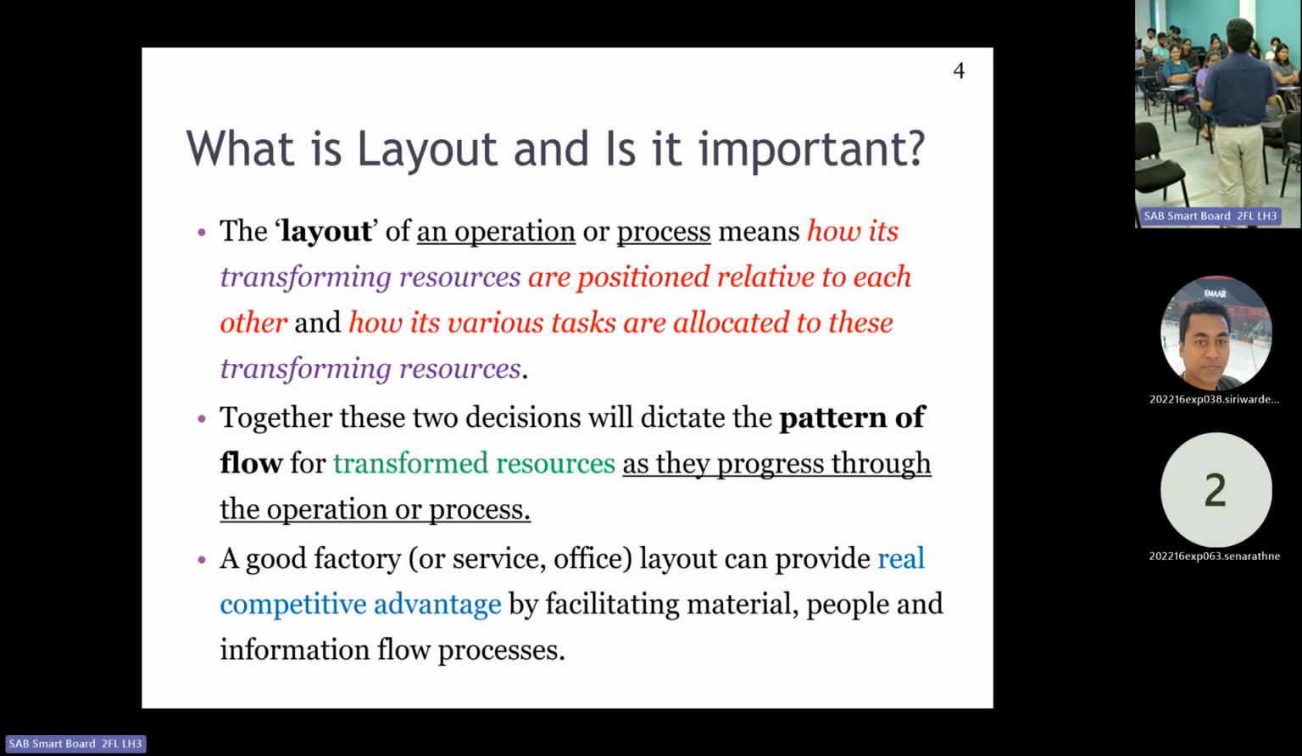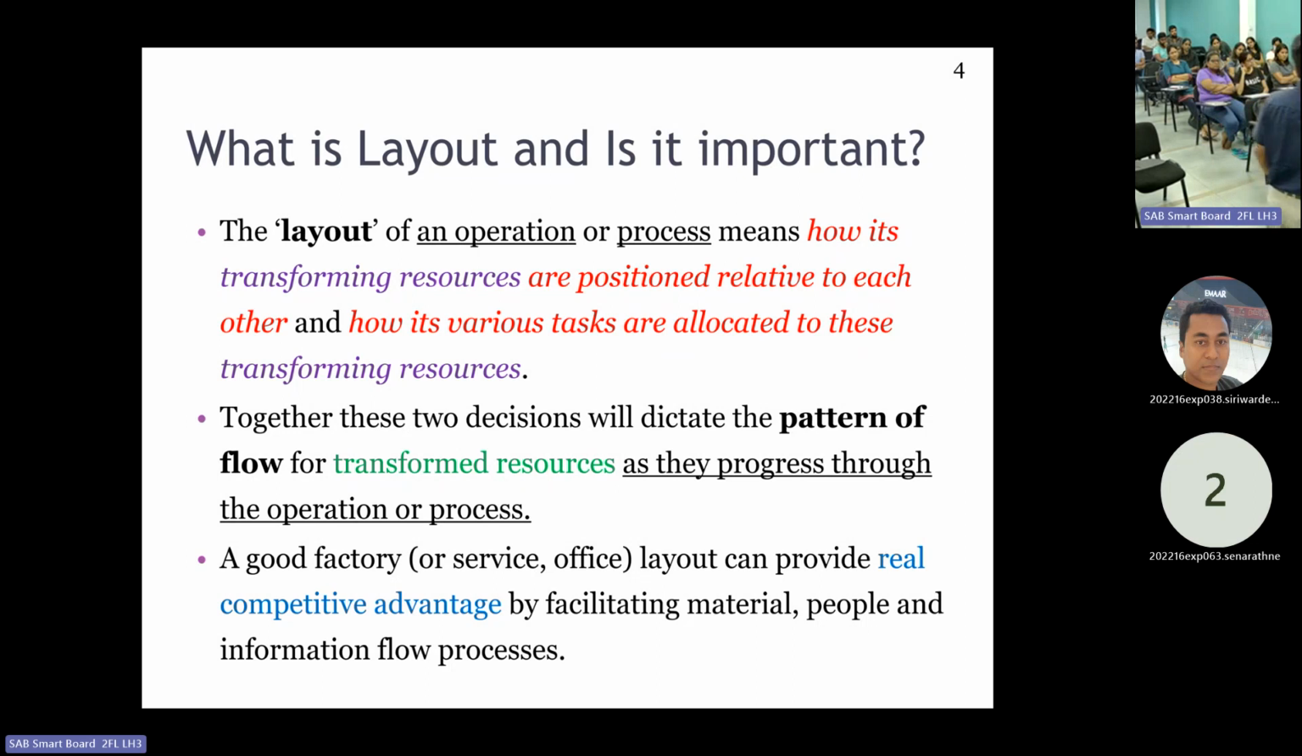But this is again a kind of infrequent decision that we are not going to change every day or every week, every month, every year. Layout decisions are a little more for long-term purpose. Does that mean we can't change the layout? No, we'll have to change only when required. Right.